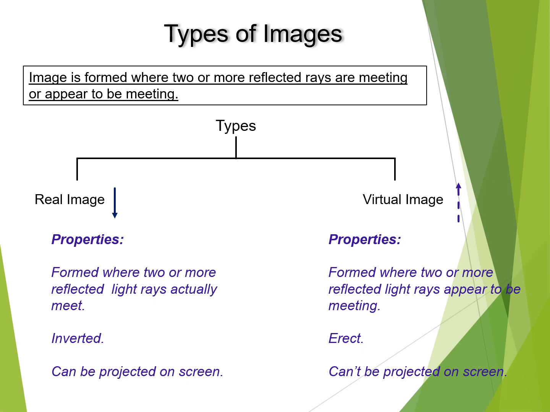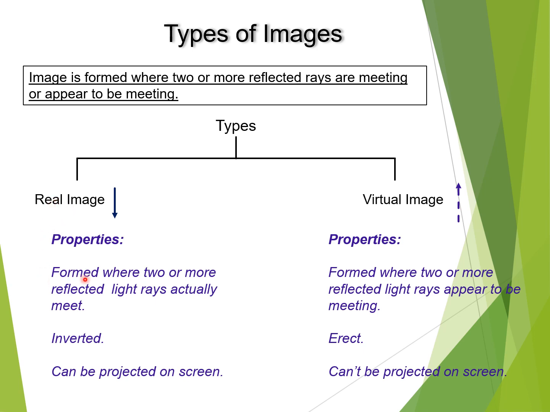Let us understand the types of images. We need to keep one thing in mind, that the image of an object shall be formed where two or more reflected rays are meeting or appear to be meeting. There are two types of images. One is the real image and the second is the virtual image. Let's understand the properties of each image. First, the real image.